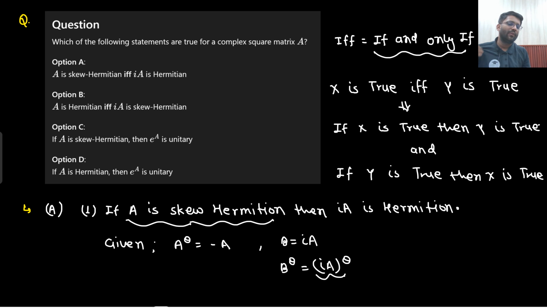Now do you remember how I will open it up? (kA)^θ, what did I say? k conjugate A^θ, right? So I will come outside, but as a conjugate, and A^θ. What will be i conjugate? i conjugate is minus i. So minus A^θ. Understandable? Is that clear to you? So this is B^θ you are getting.